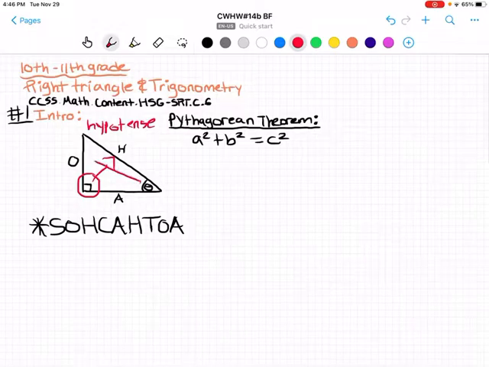Across from your obtuse angle, that's going to be your O, which is opposite. And between the 90 degree and your obtuse angle is your A. A is going to be represented as adjacent.